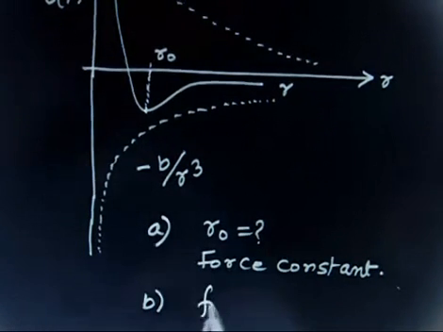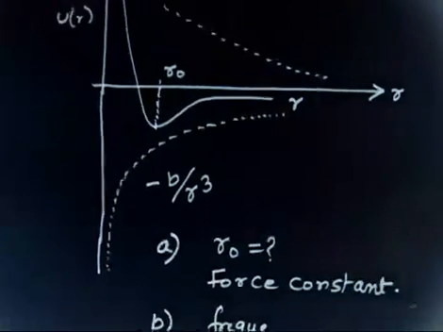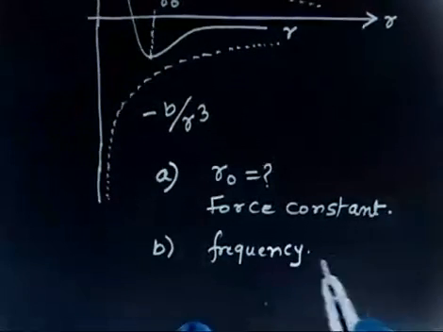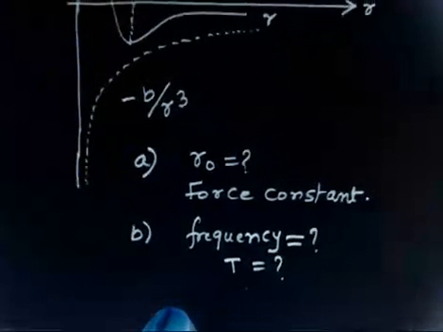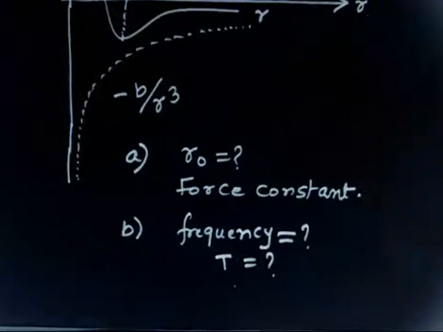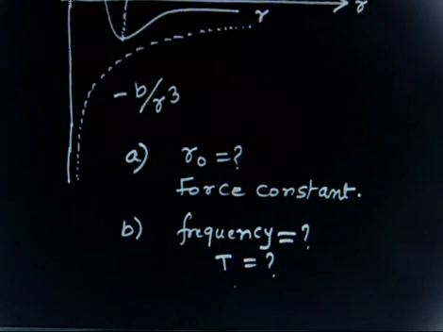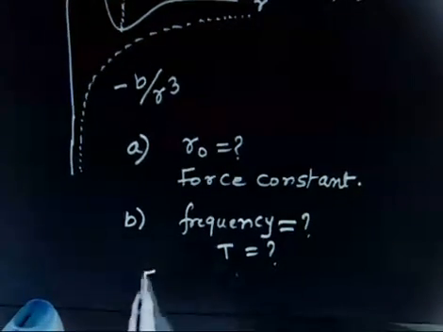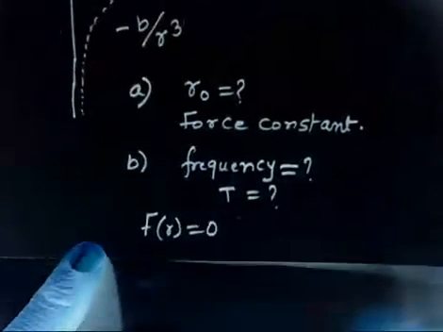Let us find the time period. We have to find frequency in the second part of the question. If I find the time period, that will be fine, because time period and frequency are related by T equals 1 by frequency. So let us first find the equilibrium point and then we will discuss the time period. So how can we find the equilibrium point? At equilibrium point, force should be 0, so F_r should be 0.